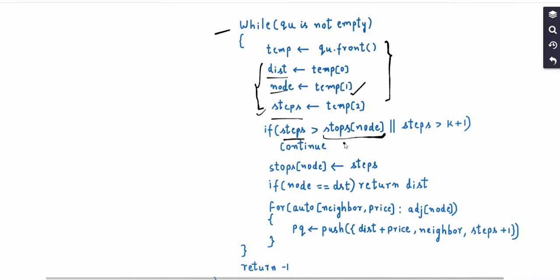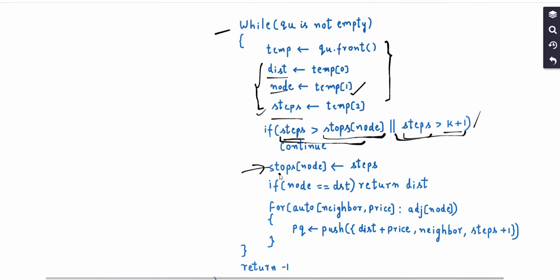If this is the case, or the number of steps exceeds the limit, then that means we already have a better answer. So here we already have a better answer, and here we do not need to explore its adjacent nodes. And in both of the cases, we simply continue to the next node. We do not have to process its adjacent nodes or update the stops array.